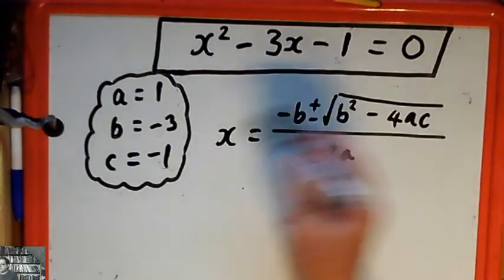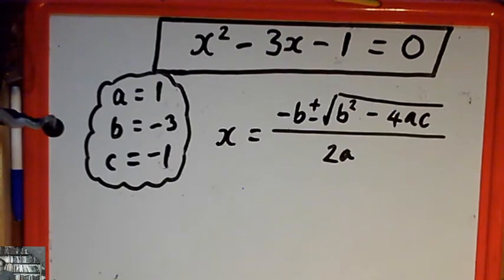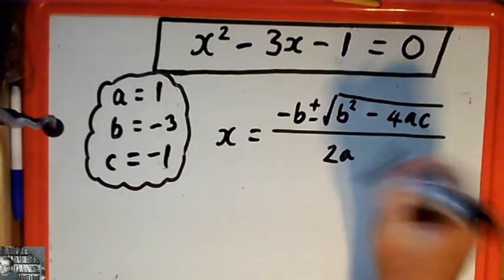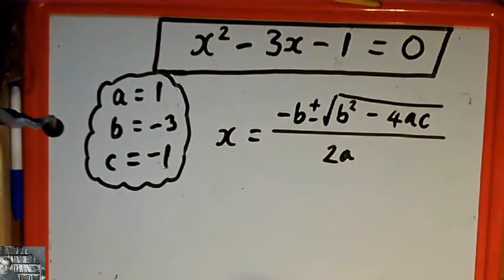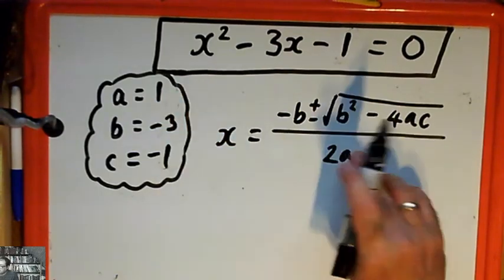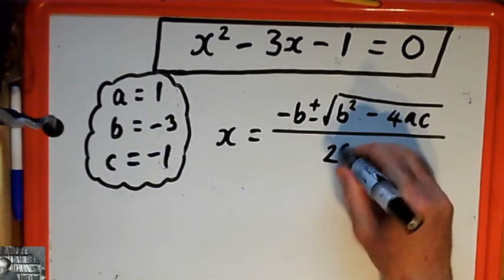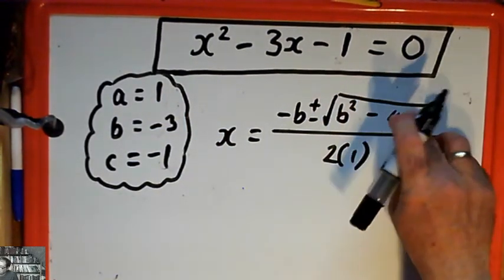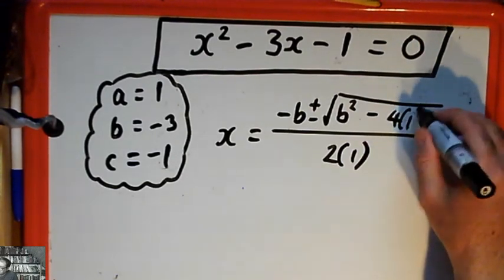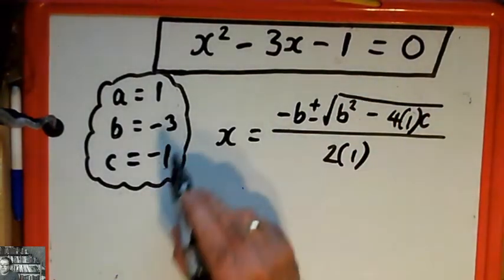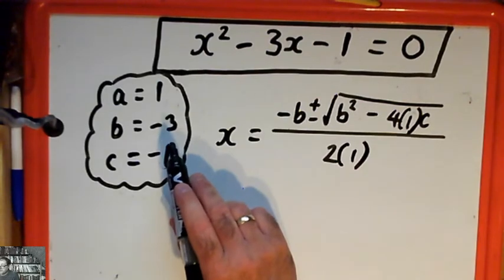So I'm going to take the formula. x equals minus b plus or minus square root b squared minus 4ac all over 2a, and just replace the a's, b's and c's with those actual values. So I'll start with the a's. a is 1, so wherever I see an a, I'm going to replace it with a 1. So that's that.